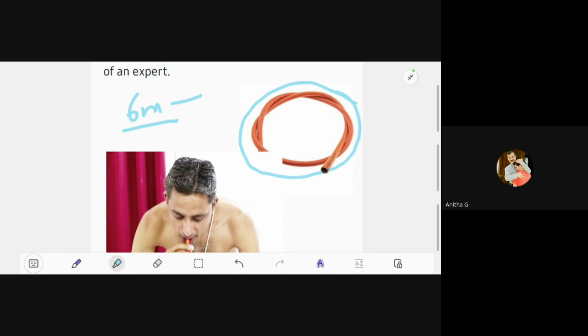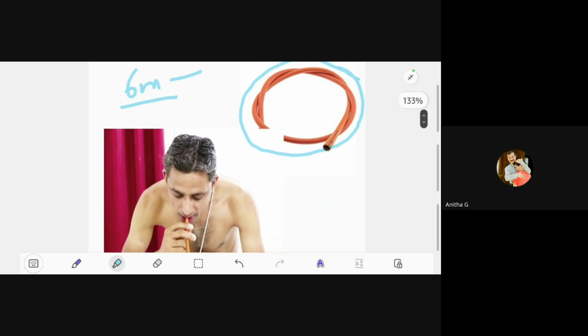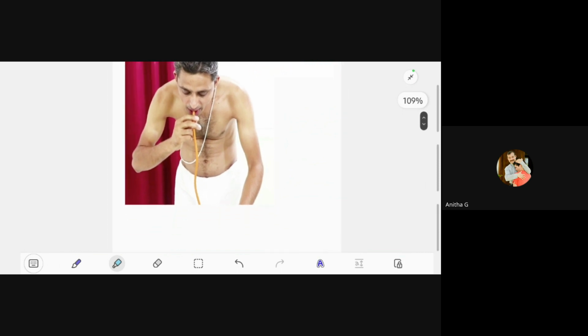Make it soft and peel all the sides. This is the important thing to do, otherwise it will be very harsh to your esophagus. Put it through your mouth like this till your chest or your stomach. Stomach level is the highest or expert level. Till the heart, middle of the chest, it is quite common.